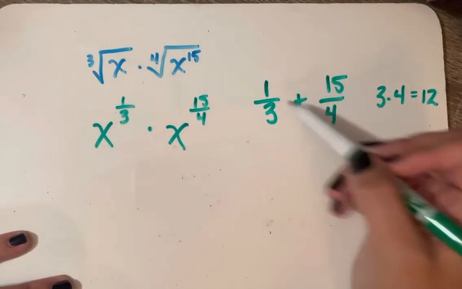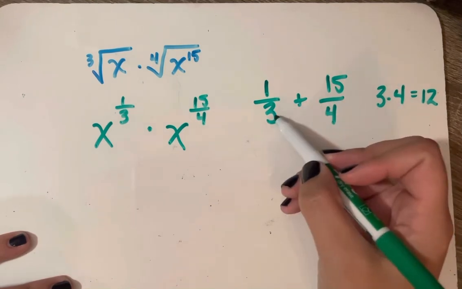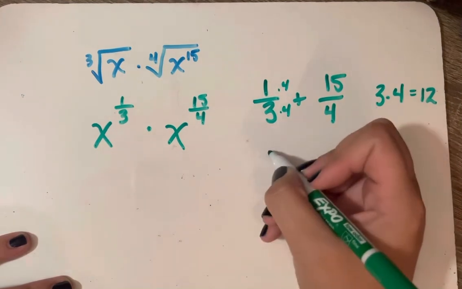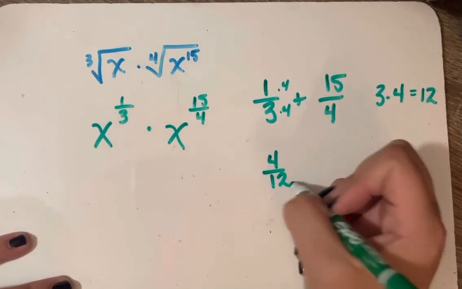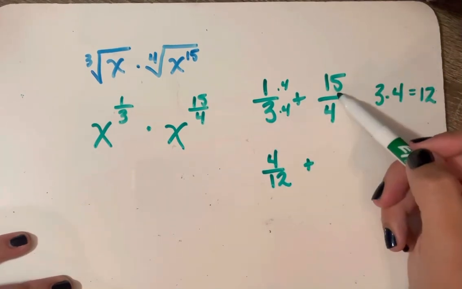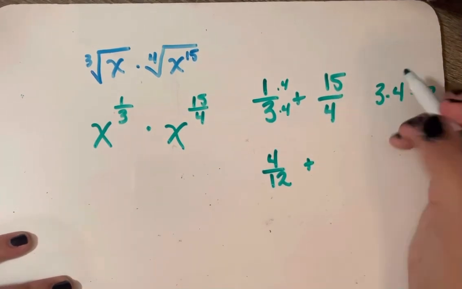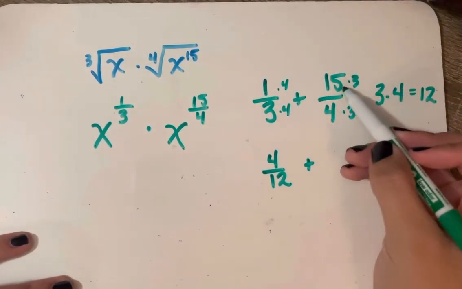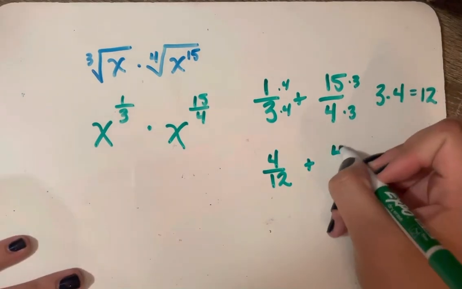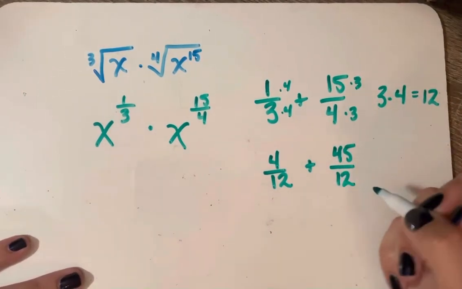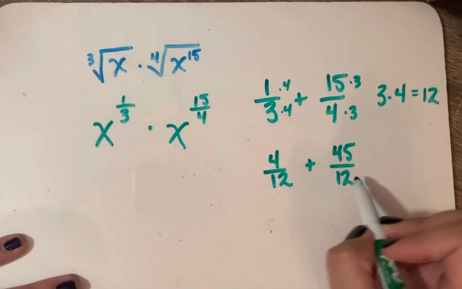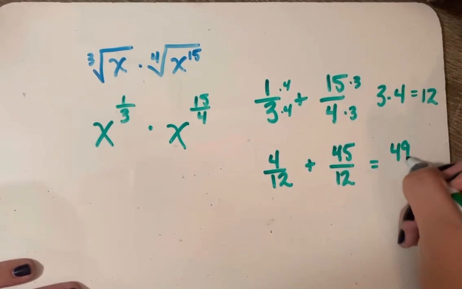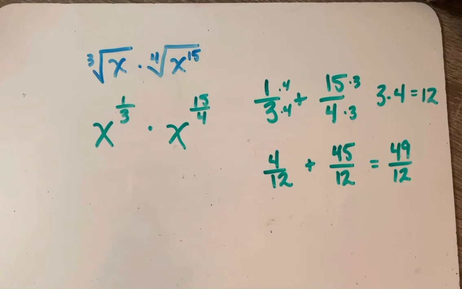Okay, so in order to change 1/3 to have a denominator of 12, I had to multiply by 4 on both numerator and denominator. So that becomes 4 over 12. Here, to get this denominator from 4 to 12, I have to multiply it by 3. So I'm going to multiply both the numerator and the denominator by 3. So 15 times 3 is 45 over 12. Now that I have a common denominator, I can add my numerators together. So 4 plus 45 gives me 49 over 12.